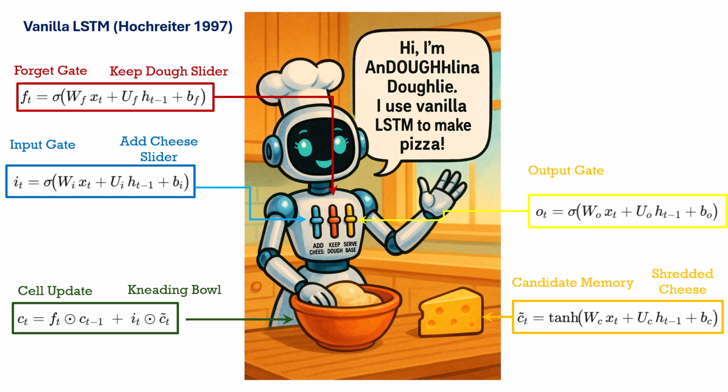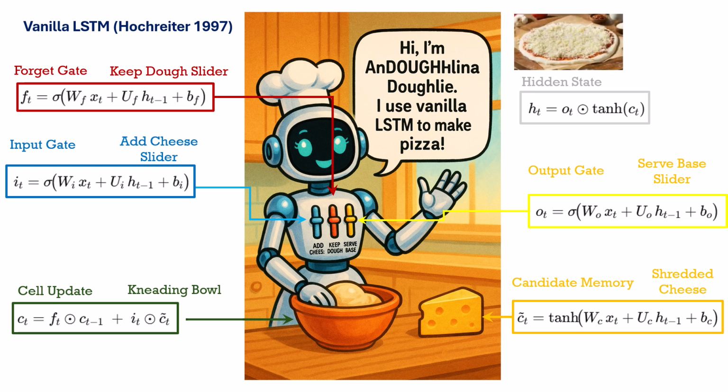Next is the output gate. Here, Andolina will decide what percent of the dough from the kneading bowl will be put to the tray. So it is basically a serve-based slider. The last one is the hidden state, the final ready-to-bake dough. This is the final dough in the hidden state, where Andolina will show the final dough to be baked. This is only the function. I will explain further with numbers to make it easier to understand.